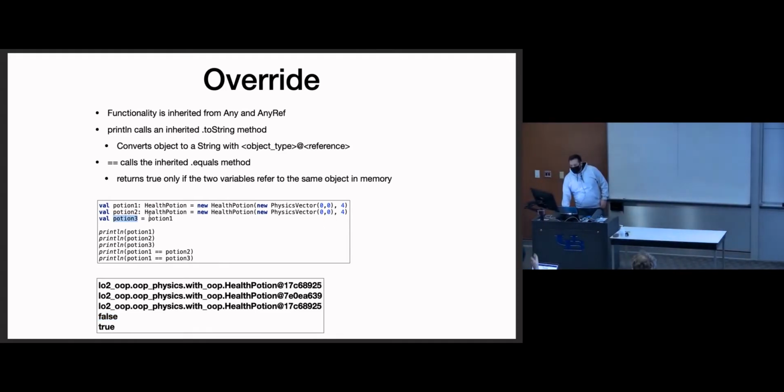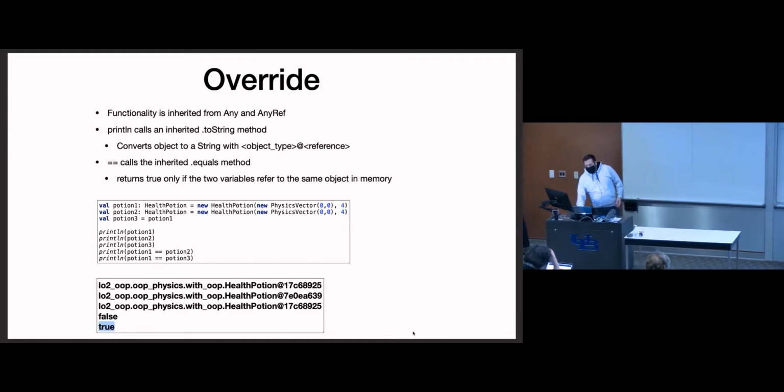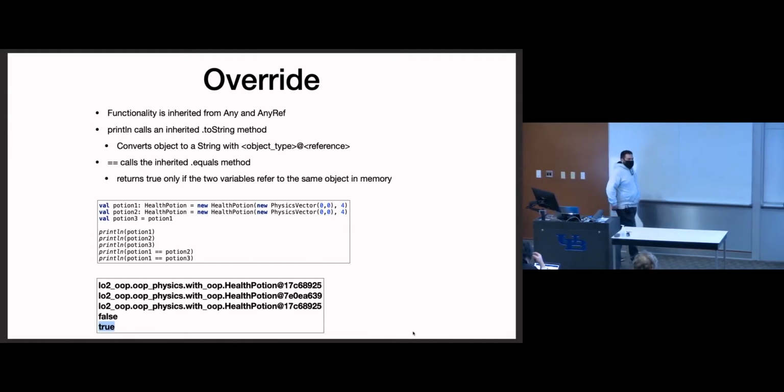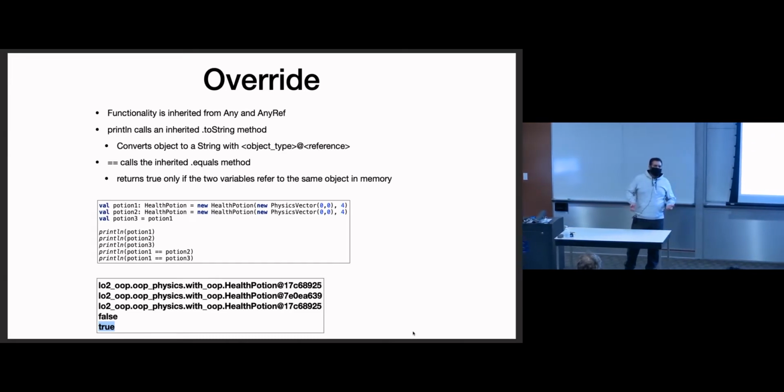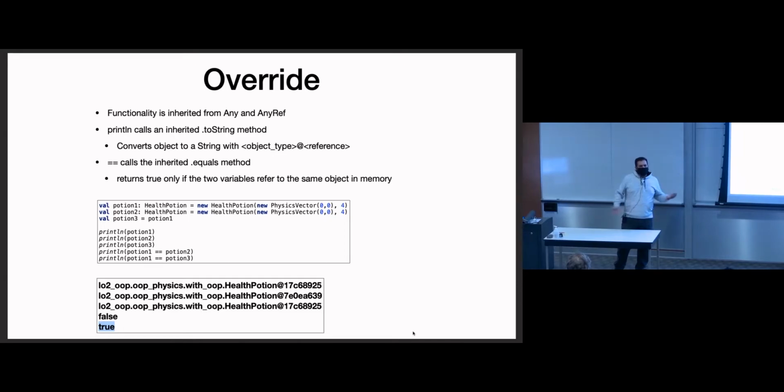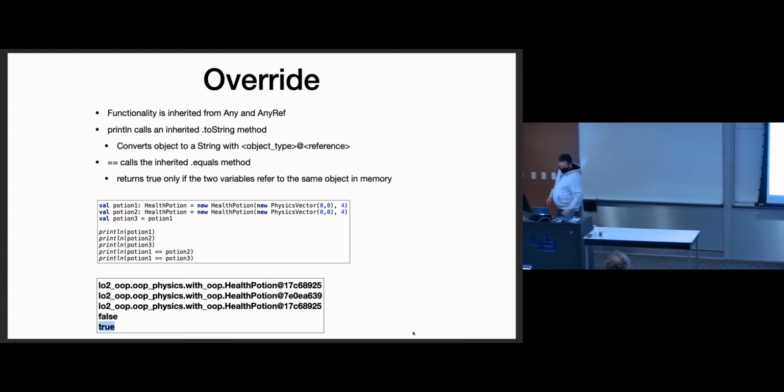Potion 3, this was an assignment by reference. Potion 1 and potion 3 do refer to the same potion. So that one we're going to get true. This is the default behavior. If you just use toString or equal equal on your objects that you wrote, that's the behavior you're going to get. Neither of these behaviors are necessarily something we care about. We don't really want to compare by reference or print out this garbage from the toString method. Usually not what we want.